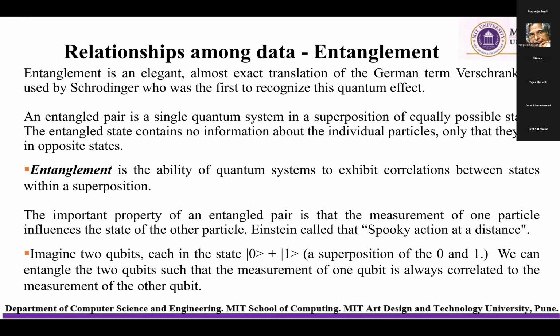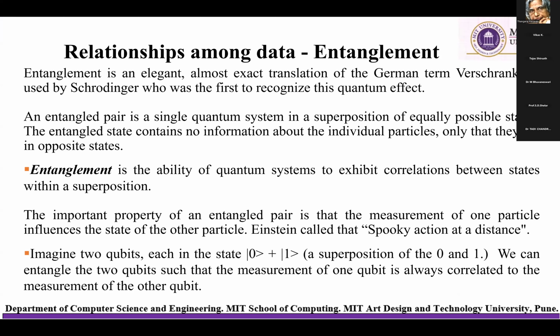Entanglement is a fundamental concept in quantum mechanics, originally coined by Schrödinger from the German term Verschränkung. It refers to the phenomenon where two quantum particles become intertwined in such a way that the state of one particle is directly related to the state of the other, no matter the distance between them. An entangled pair is a single quantum system in superposition of possible states, where the individual particles' states are unknown but correlated in opposite states.